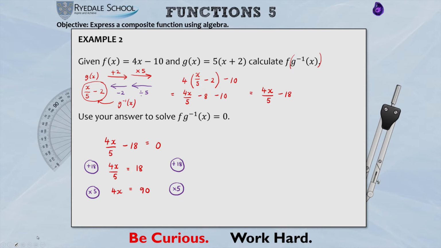And then to finish off, I am going to be dividing by 4. And obviously a nice mental way of dividing by 4 is to halve and halve again. So I think the answer to that one is 22 and a half.